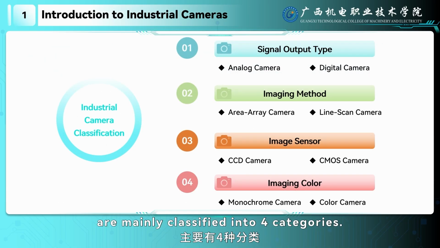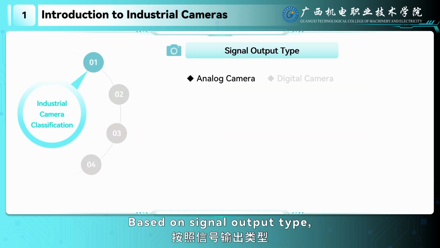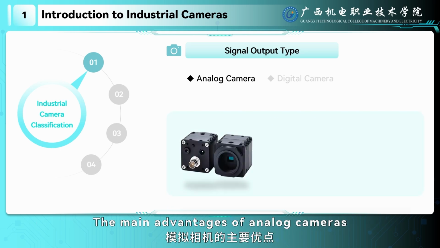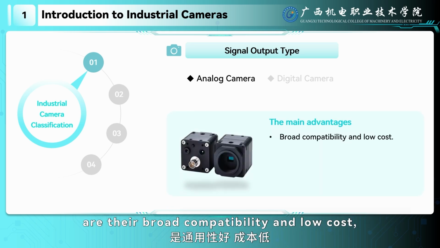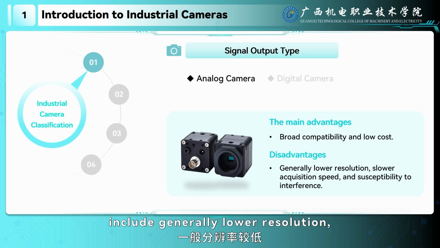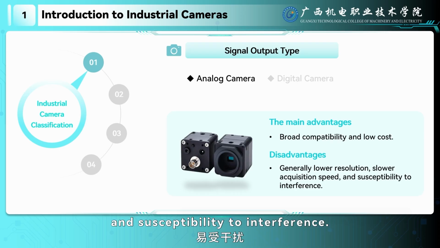Industrial cameras are mainly classified into 4 categories, based on signal output type. They are divided into analog cameras and digital cameras. The main advantages of analog cameras are their broad compatibility and low cost, while their disadvantages include generally lower resolution, slower acquisition speed, and susceptibility to interference.